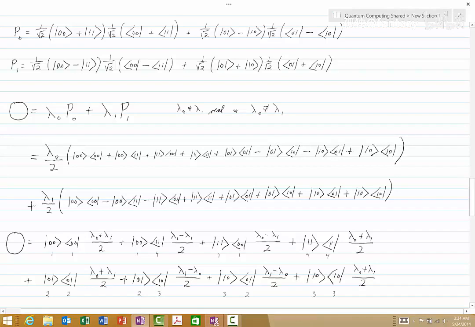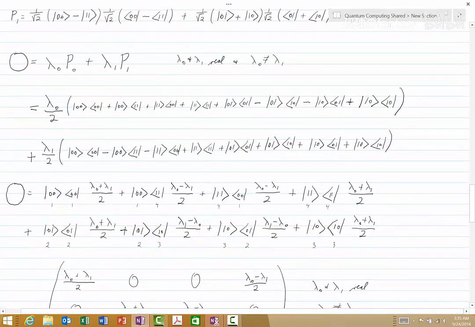Similarly, here's the 1, 1, 0, 0 operator that's common to both. And here it's getting multiplied by lambda 0 over 2. Here it's getting multiplied by minus lambda 1 over 2. So we have 1, 1, 0, 0, lambda 0 minus lambda 1 over 2. And you can see that, in fact, each one of these operators is common to both terms. And so all that remains to be done really is to find out this coefficient in each case.